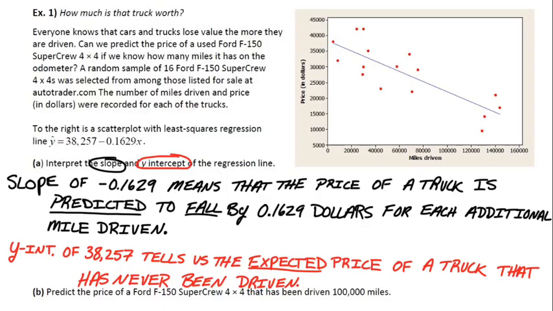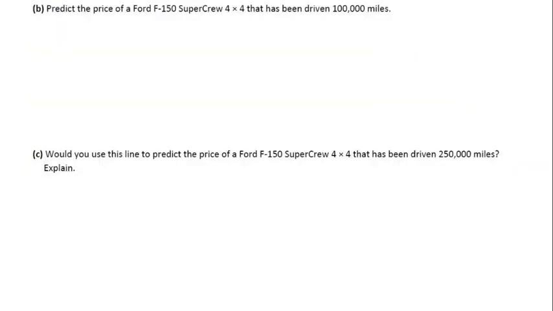Okay, so that was actually the same approach as we took in the first one. We've done 2 examples now of interpreting slope and y-intercept. Okay, let's do part B. Let me scroll down here. Predict the price of a Ford F-150 Super Crew 4x4 that's been driven 100,000 miles. So we're going to use that regression equation.